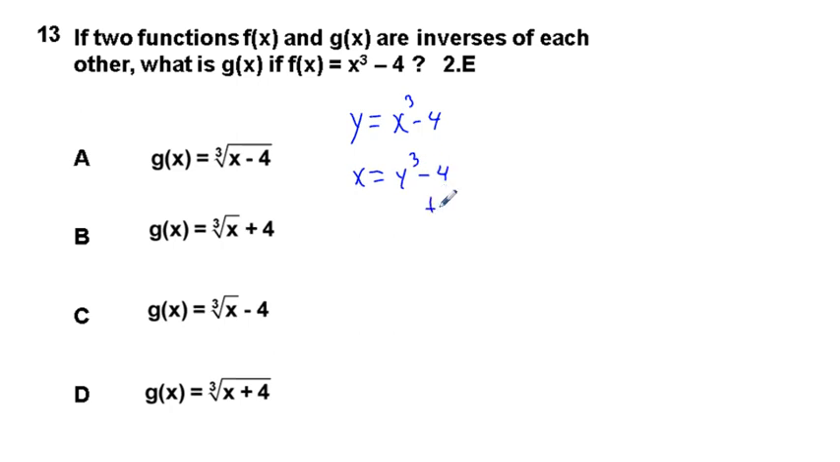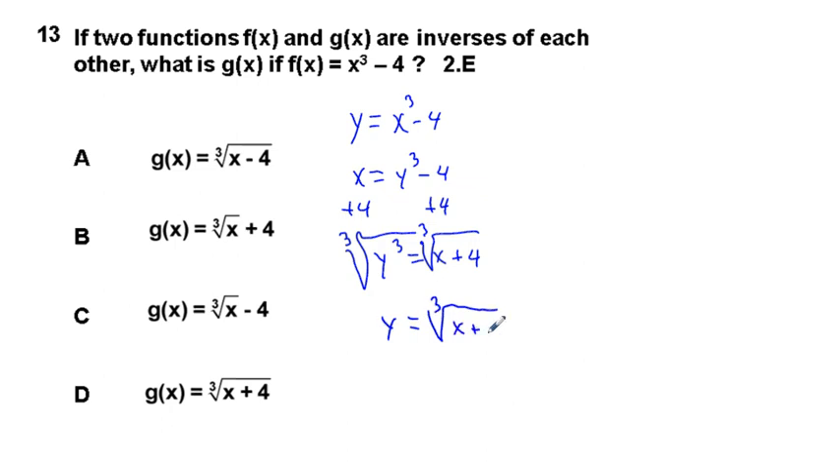Add 4 to both sides of this equation. We get y cubed equals x plus 4. And then we take the cube root of both sides of the equation, we get y is equal to the cube root of x plus 4. And the x plus 4 will be within the radical entirely. So for this, D will be our correct answer.